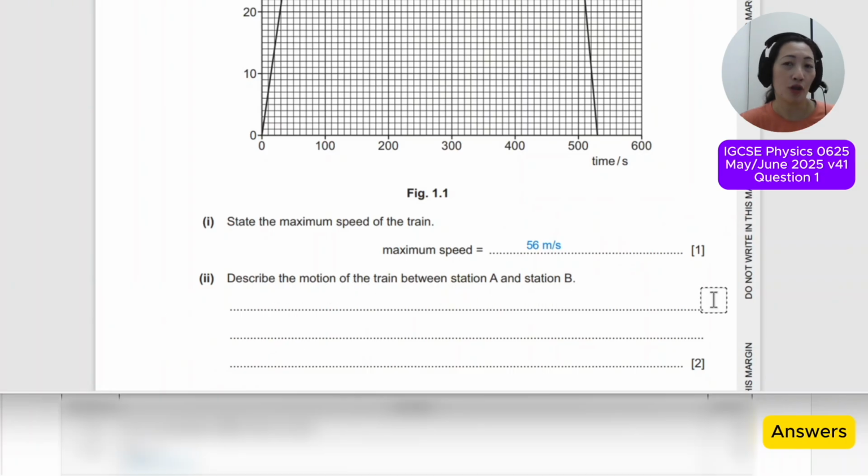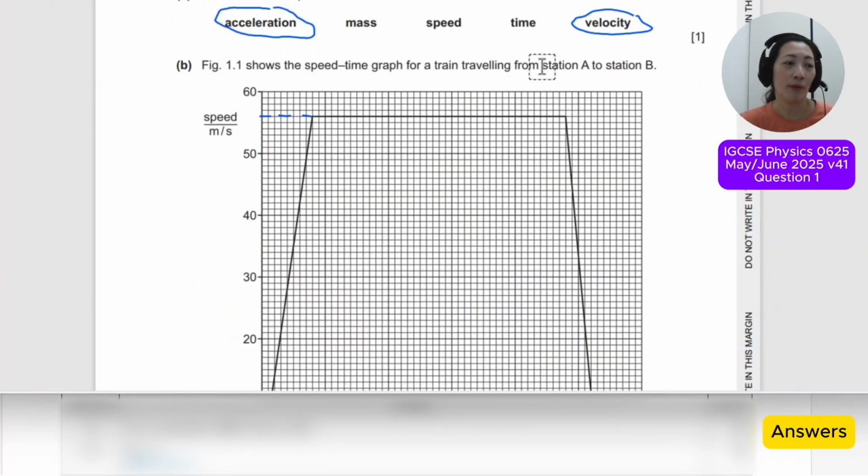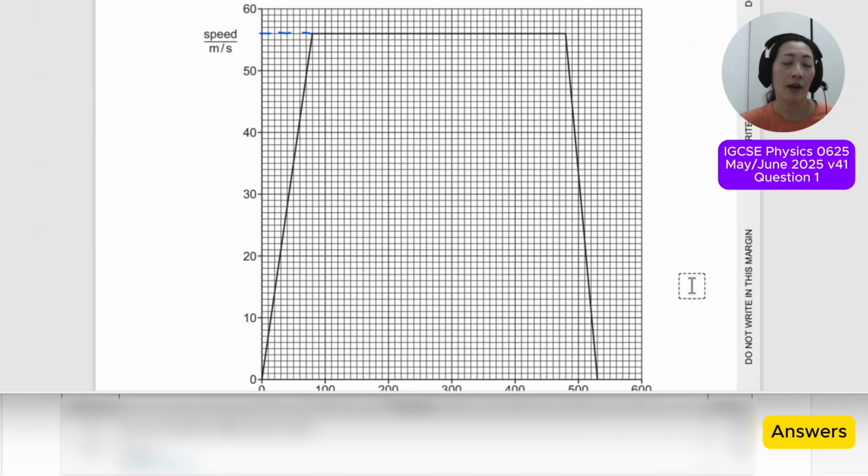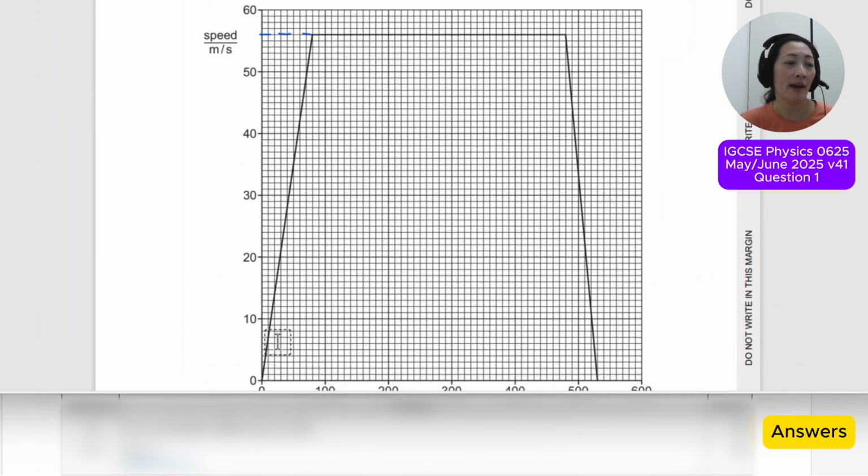Describe the motion of the train between station A and station B. As the question already stated, the graph is showing us how the train is traveling from station A to station B. That means at 0 seconds, that's station A, and at the end of the journey on this point of the graph, that's station B. Now if you look at this graph, you can see that it's been divided into 3 sections. So you need to describe all 3 sections of the graph.